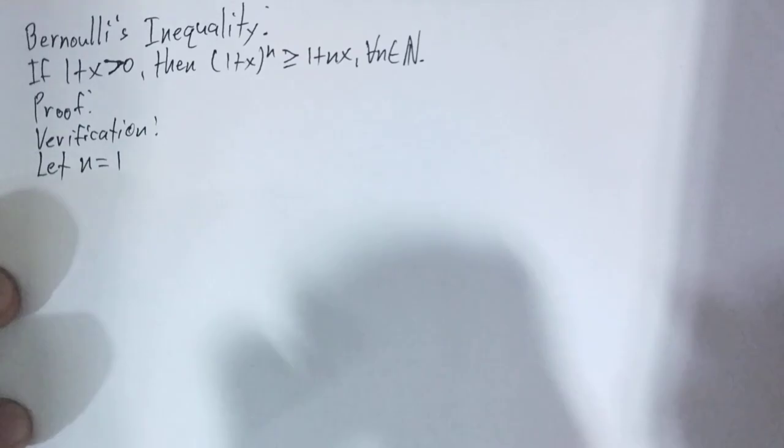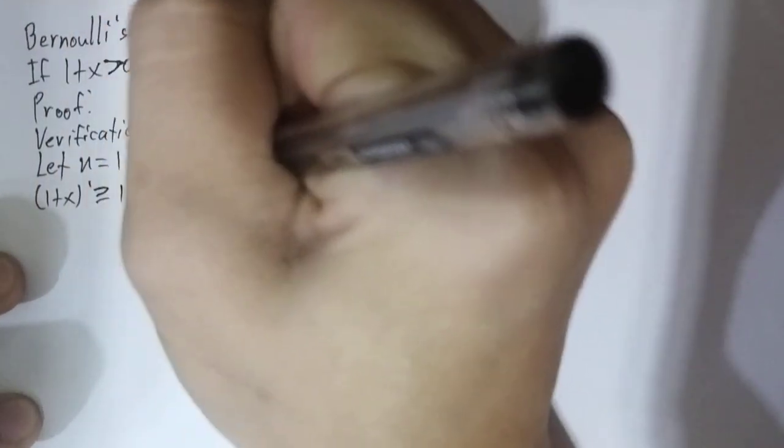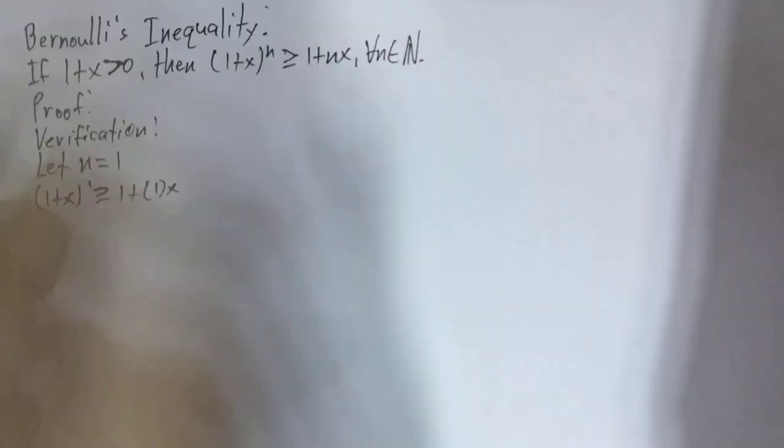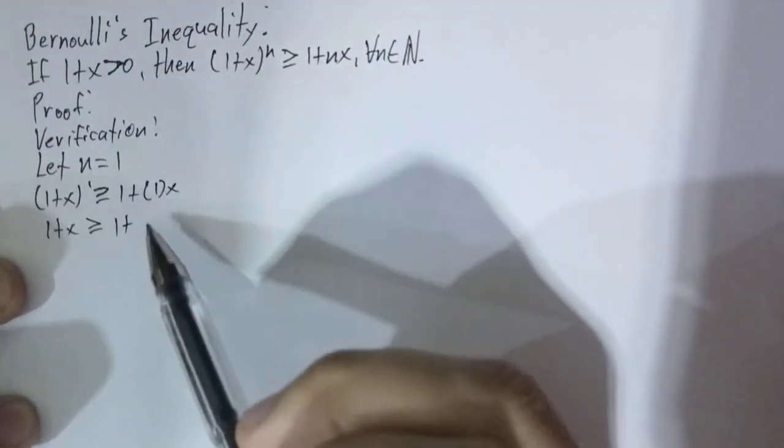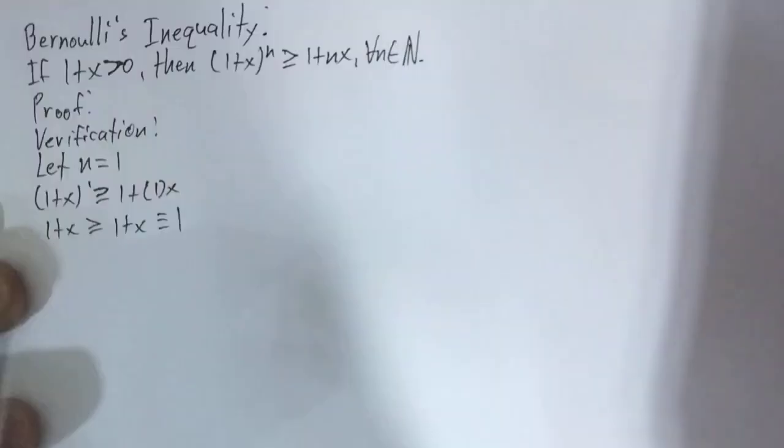Now if n is equal to 1, this will be (1 plus x) raised to 1 is greater than or equal to 1 plus 1, times x. Now this would be simply 1 plus x greater than or equal to 1 plus x, right? And as you can see, this is indeed true, so this is logically equivalent to 1.